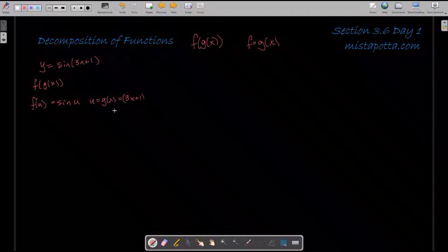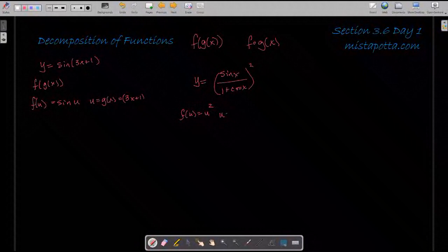And given a complicated function like this, I need to be able to decompose it into its two constituent functions, the f and the g. So if I was to do another example, say y equals the sine of x over 1 plus the cosine of x, squared, then there's something that's happening that's definitely the last step. My f of u in this case would be u squared, where u is my g of x, this rational function sine of x over 1 plus the cosine of x.